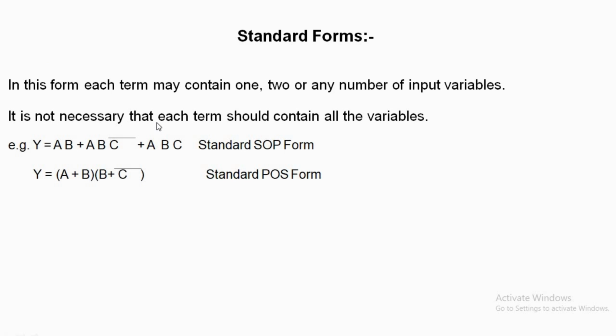It is not necessary that each term should contain all the variables. So here basically 3 variables are there, but in the first term only 2 variables are present. In the second and third there are 3 variables. So this is the standard form, not canonical form. Likewise for POS. Once again here are 3 variables, but these 2 terms contain only 2 variables.